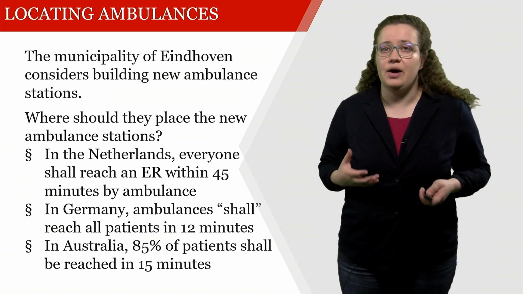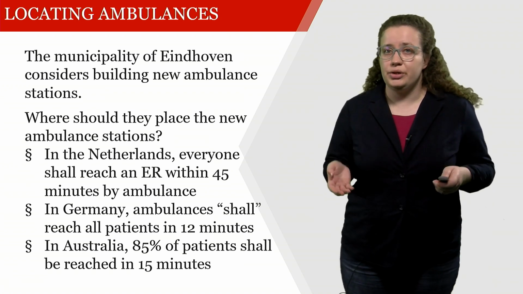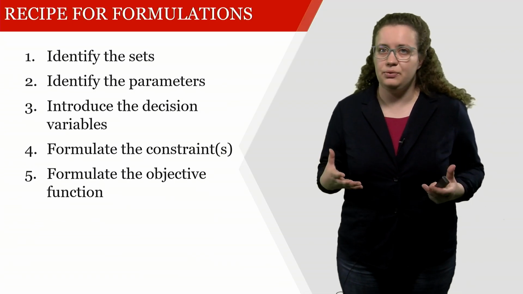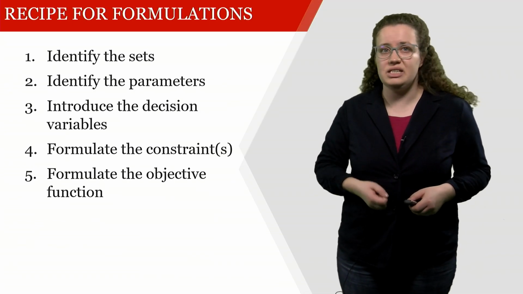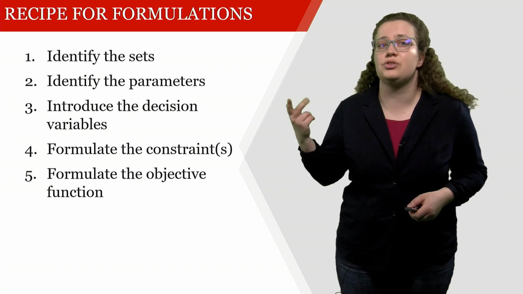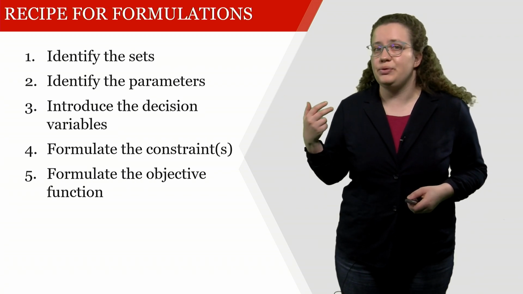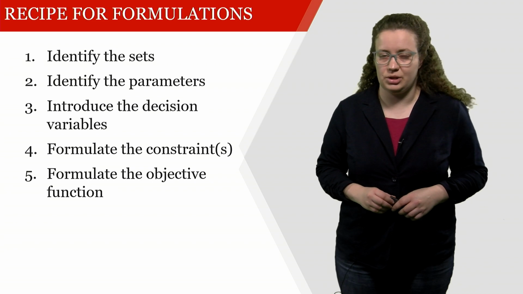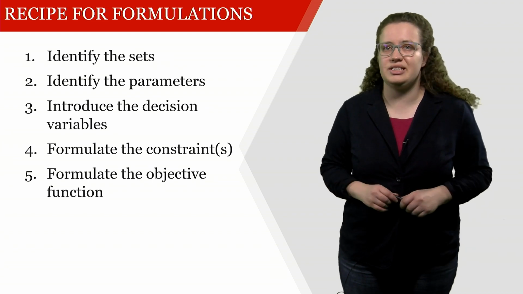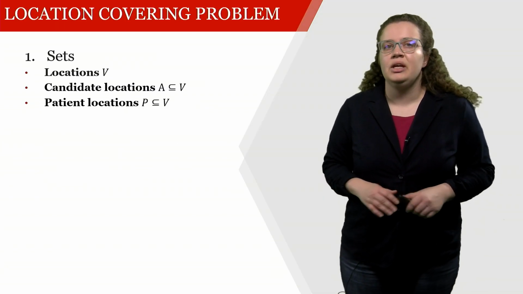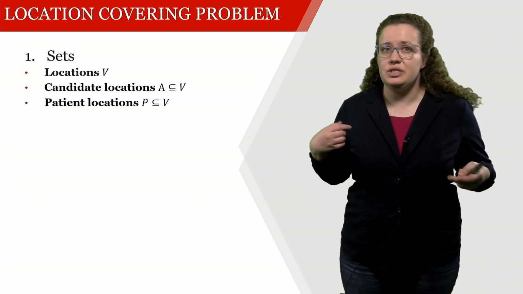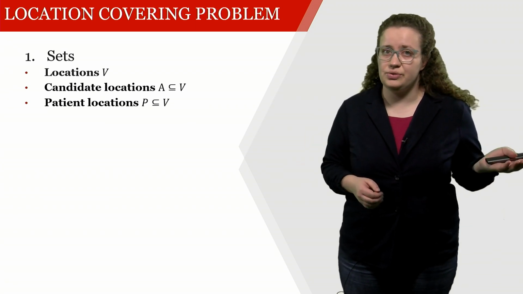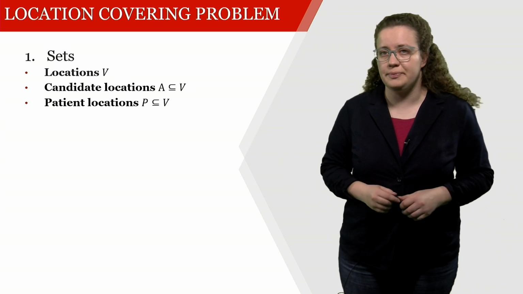So let's look into how we're modeling this. So we're going to look into the recipe for formulations, which means we're identifying sets and parameters, we're introducing decision variables, and we're formulating constraints and the objective function. So first and foremost, let's look into the sets. So we obviously have a set of locations which is comprised of candidate locations for ambulances and patient locations.